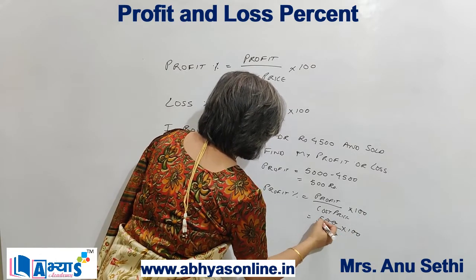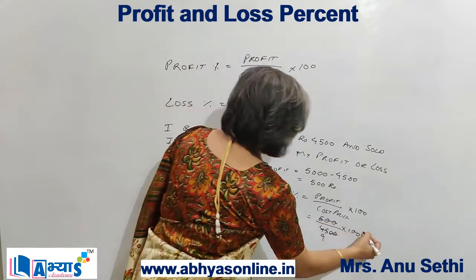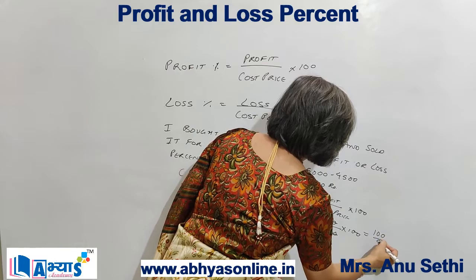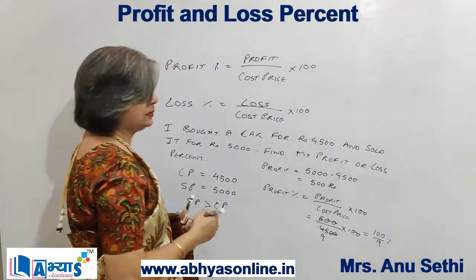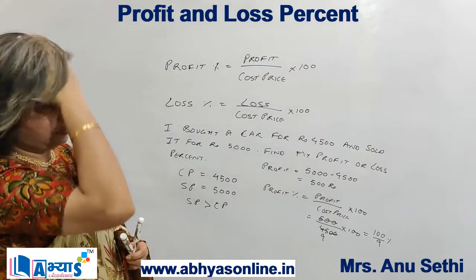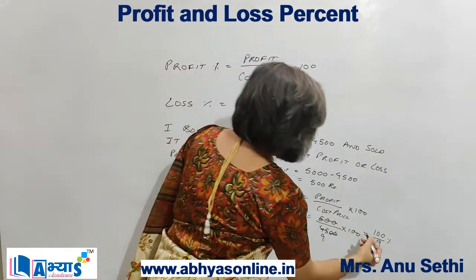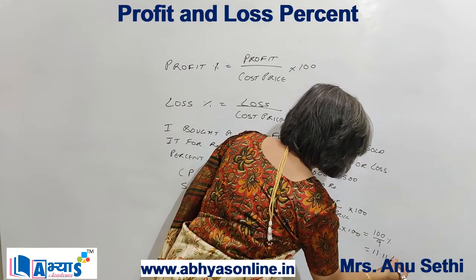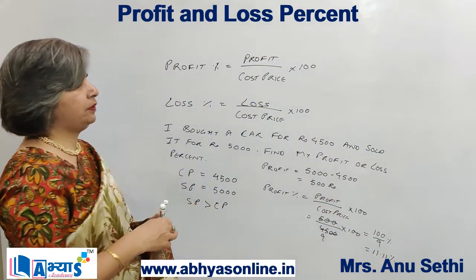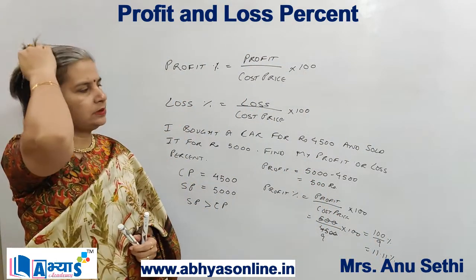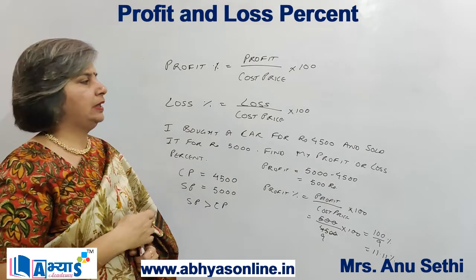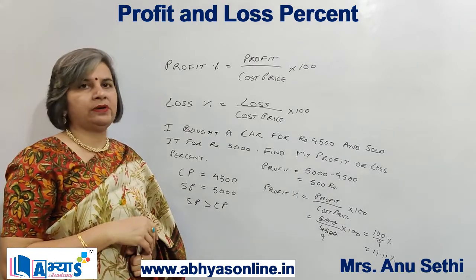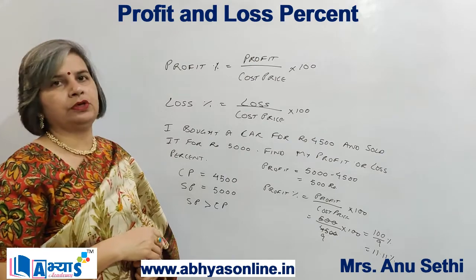That means 100 upon 9. So 100 upon 9 is the percentage of profit that I am making, or I can say it is equal to 11.11%. So it is 11% profit that I am making while selling the car at rupees 5000, which I have bought at rupees 4500.